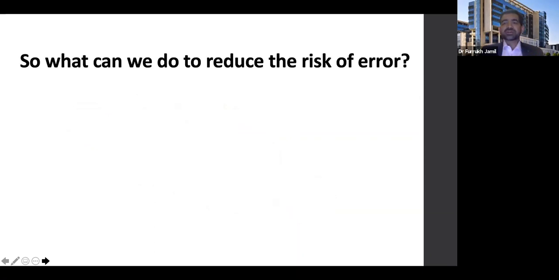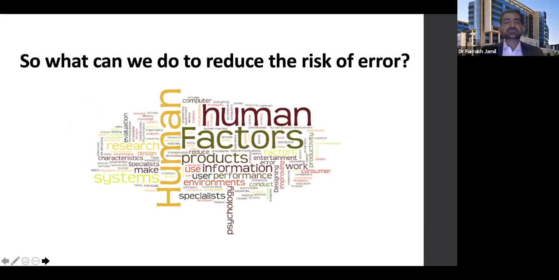Okay, so what can we do? How can we reduce the errors? How can we improve patient safety? How can we improve the quality of care we're providing? So the answer is, and that's why we're here today, human factors.